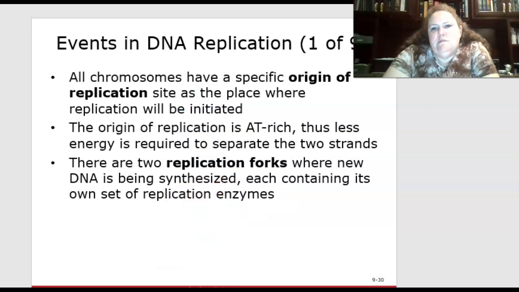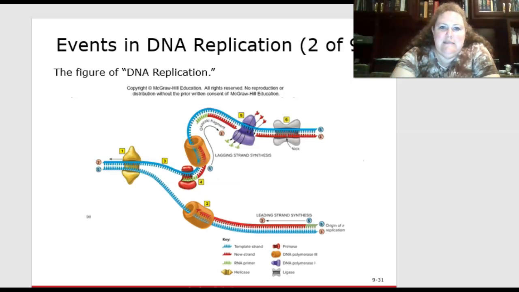So all chromosomes have a specific origin of replication site, the place where replication originates or is initiated. The origin of replication is AT, or adenine-thymine, rich. Therefore, less energy is required to separate these two strands. And there are two replication forks where DNA is being synthesized. Each contains its own set of replication enzymes.